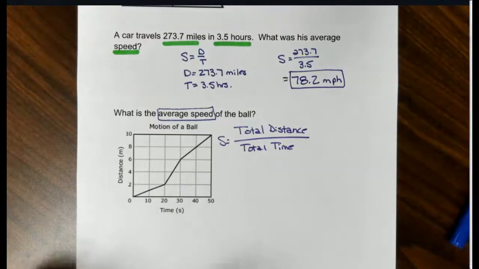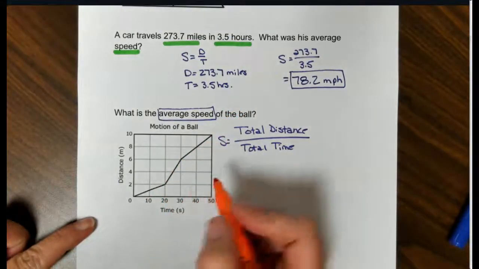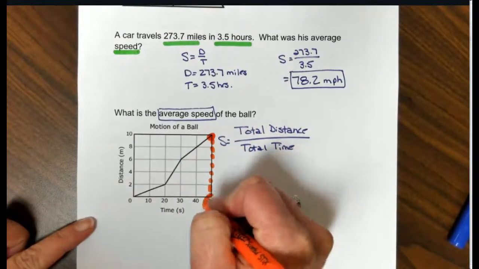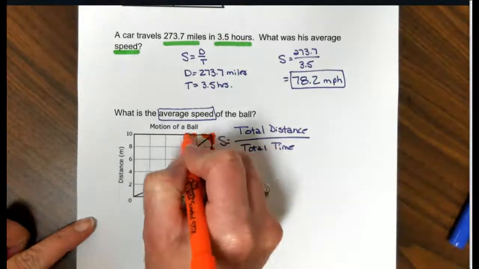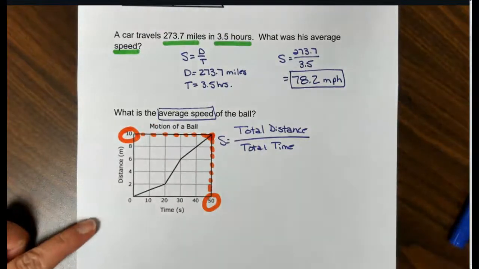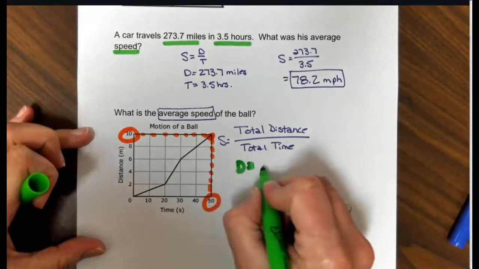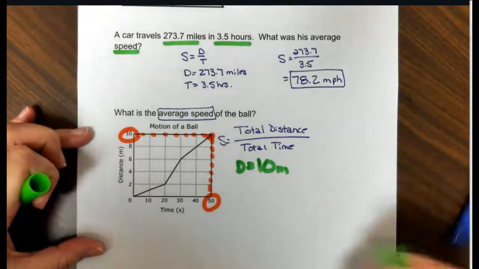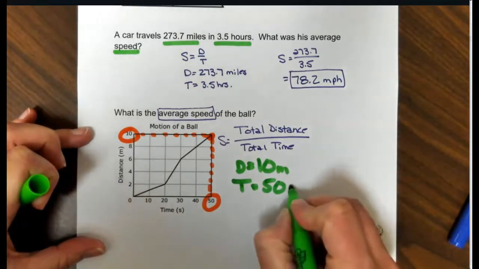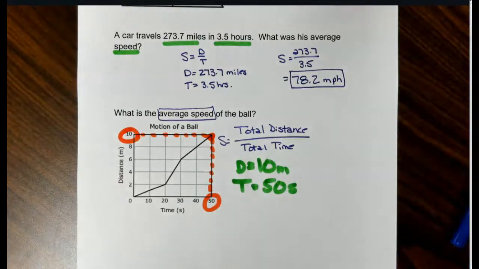So if I'm looking at a graph, if it is a consecutive line on this graph, I can go to the final point. So here's my point. So I can go to here to get my time. I can go over here to get my distance. So again, let's figure this out. So my distance equals 10 meters. My time equals 50 seconds. Now, again, set up our problem.